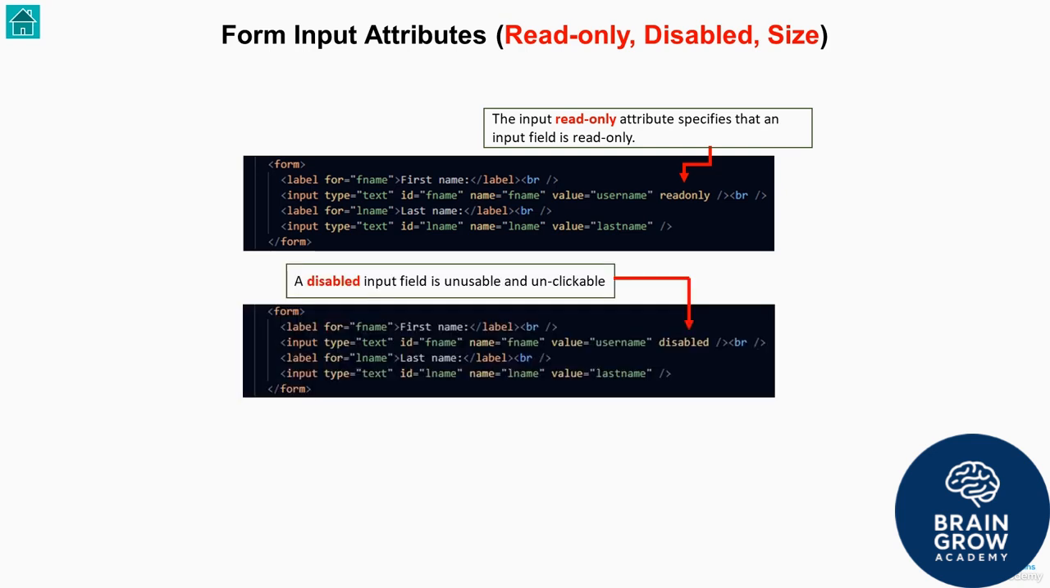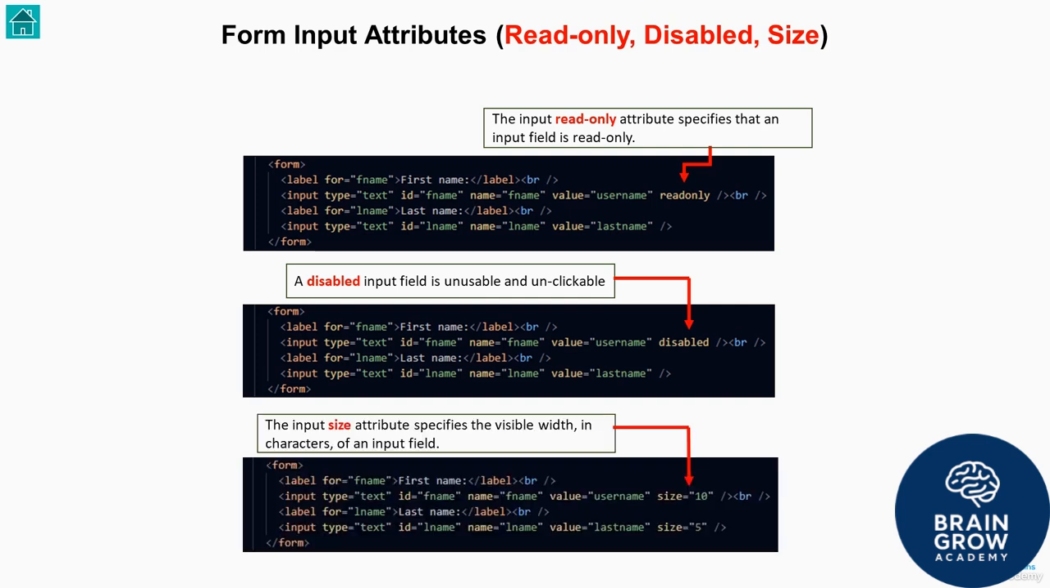Disabled. Here you can see a screenshot in which a disabled attribute has been used. It basically specifies that the data is disabled. Users can read the text but cannot add any type of data. The data will be unusable and unclickable. Size. This attribute is used to give width to the data. There is a default width that's displayed, but in the case where you need to change it, then the size attribute is used. Let's see how all of this works in VS Code.